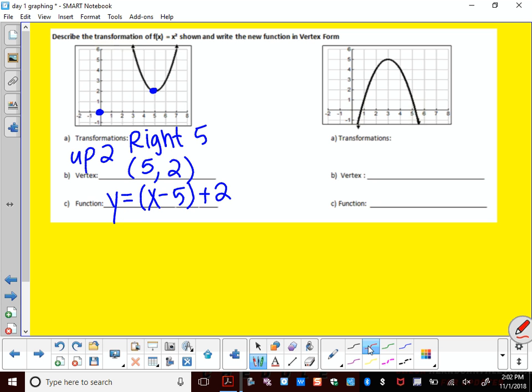Okie dokie. Alright, so now I'm starting here, and I'm going up here to this guy. We went right 3. What else did we do? Up 5. Okay, there's one more. Reflect. We flip. Good. You see the arrows are going down? So it kind of tells us that we flip. So it's going to be 3 to 5. So my vertex is 3, 5.